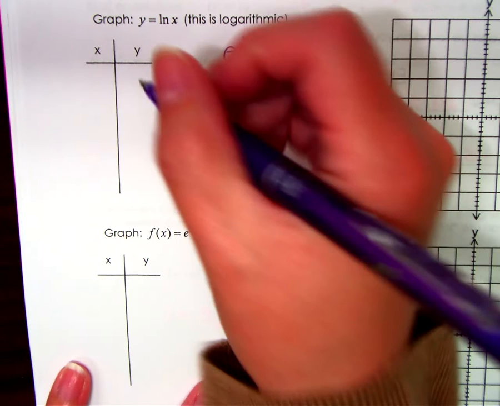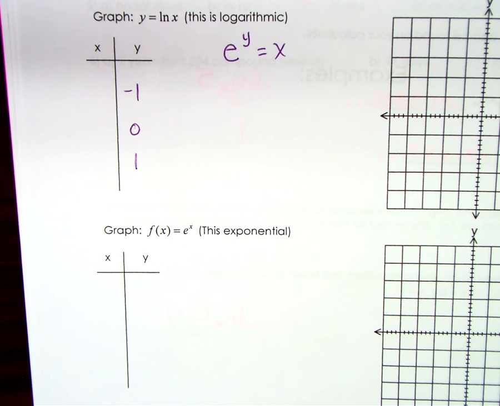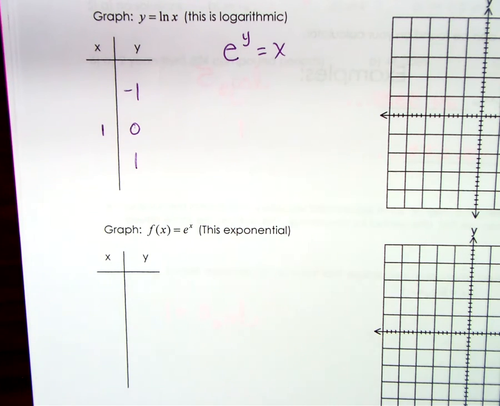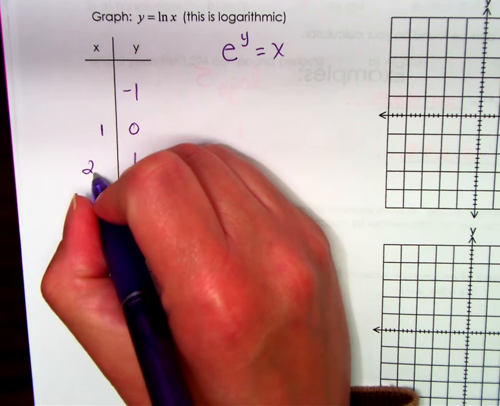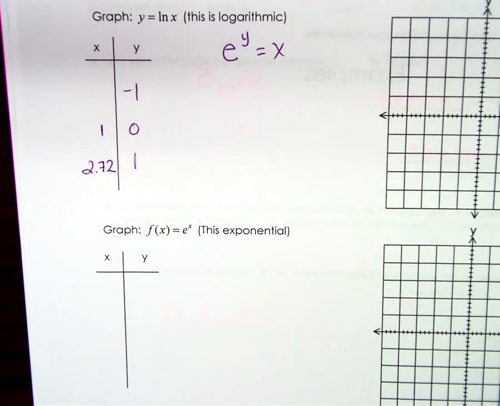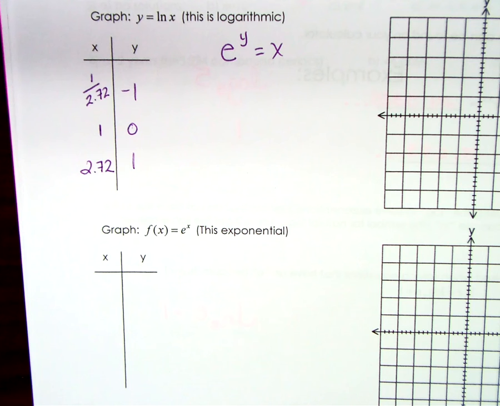We pick our y values. I'm going to get lazy. I'm going to pick those. So if y is 0, what's x? 1. If y is 1, 2.72. And if it's at negative 1? Oh, you didn't like that? There's decimals inside of fractions, and it's bad, oh bad. 0.37.